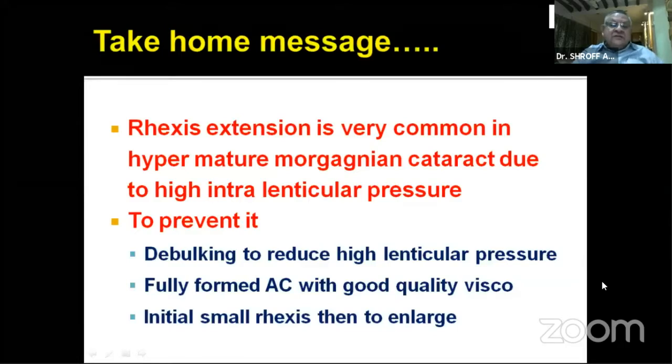So the take-home message is that Rexis extension is very common in hypermature Morgagnian cataract due to high intralenticular pressure, and to prevent it, debulking to reduce the high lenticular pressure is the key point, and that too, you must keep the anterior chamber fully formed with good quality visco. However, in some cases, if you can, you make an initial small rexis and then you enlarge it.